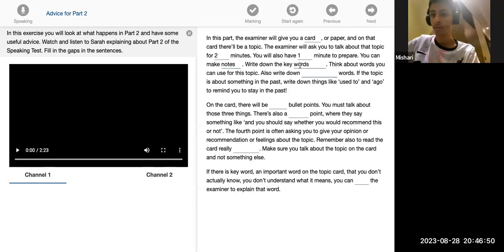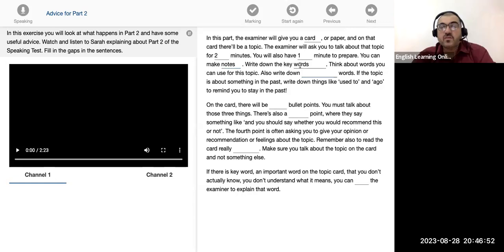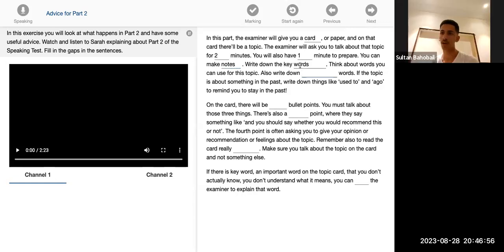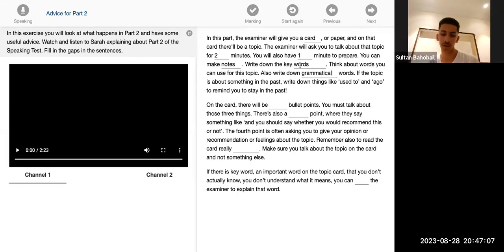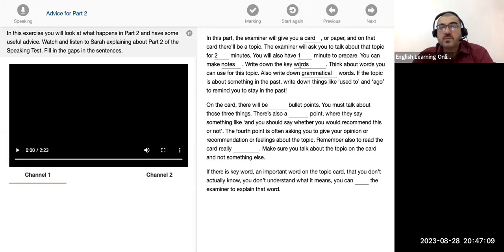Write down keywords. Think about words you can use for this topic. Also write down grammatical words, like the tense. If the topic is about something in the past, write down things like used to and ago to remind you to stay in the past.